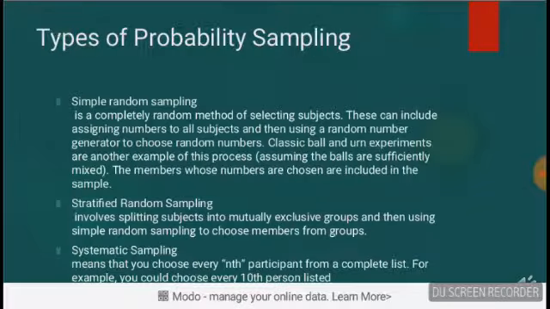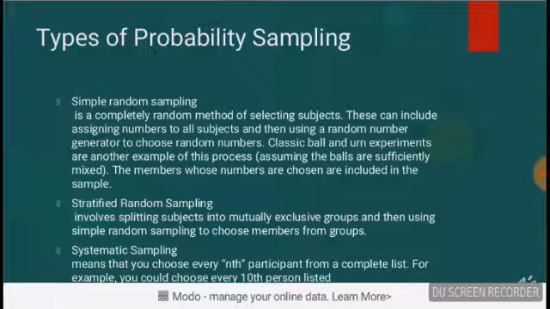Types of probability sampling. Simple random sampling is a completely random method of selecting subjects. This can include assigning numbers to all subjects and then using a random number generator to choose random numbers. Classic ball and urn experiments are another example of this process. Assuming the balls are sufficiently mixed, the members whose numbers are chosen are included in the sample.